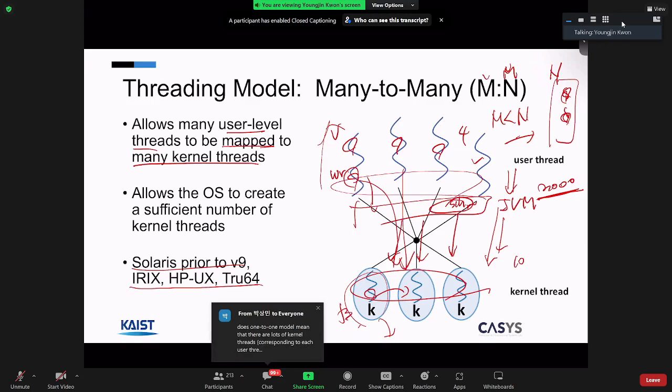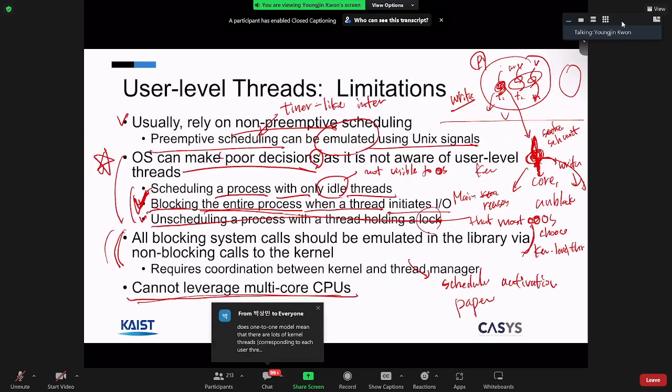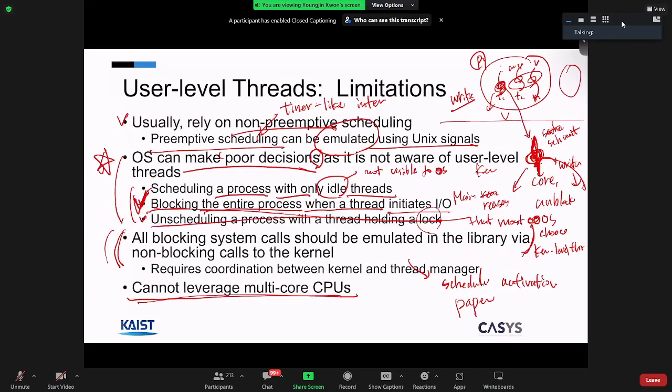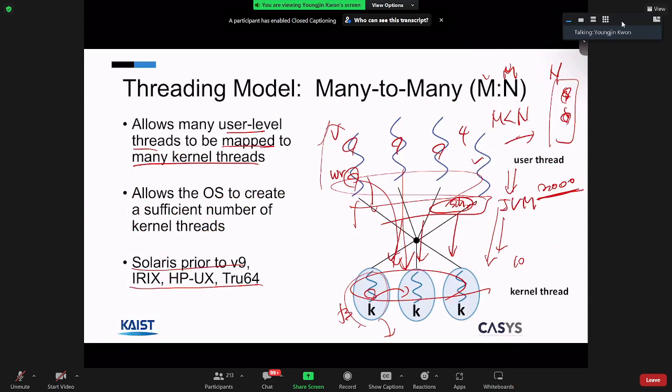Does the one-to-one model mean that there are lots of kernel threads? Yes, a lot. That is the reason why we talk about whether it must scale well with an increasing number of threads. If the application has 10,000 threads, then the kernel has to create 10,000 kernel-level threads. So in the case of kernel management, many-to-many is still smaller, but many-to-many is not necessarily faster than the one-to-one model because two-level scheduling is required. So let's not talk about that. Any other questions?